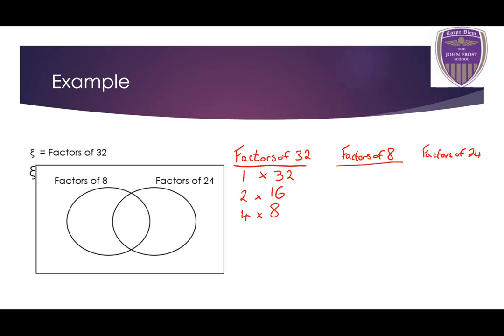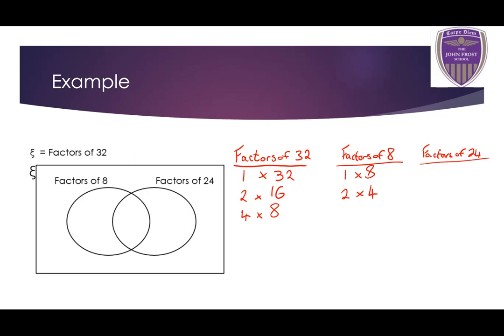So let's think about the factors of 8. Well, we've got 1 times 8. And we've got 2 times 4. Now, are any of the factors of 8 not factors of 32? No, all of the factors of 8 are included in factors of 32. So we can keep all these factors in.